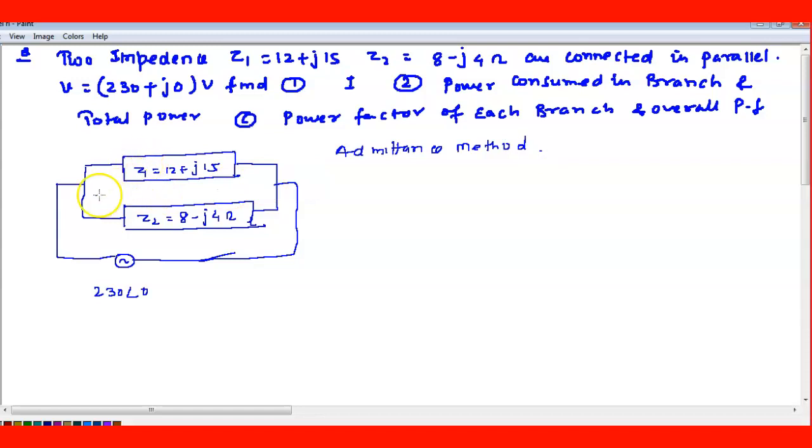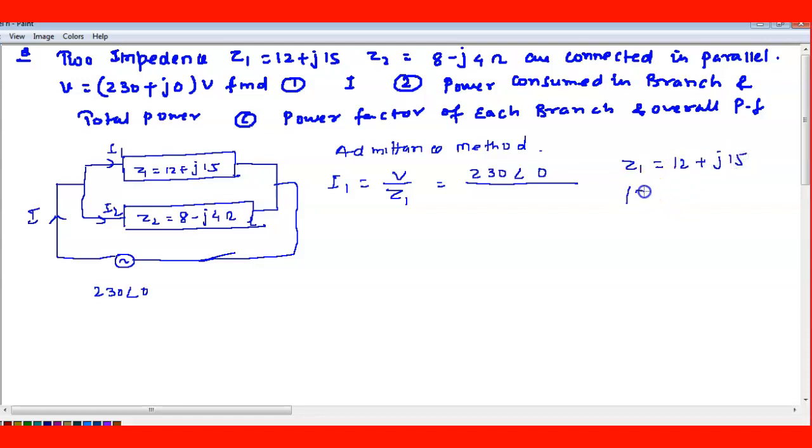In the admittance method, we already know the total current is I. Current is divided into two parts, I1 and I2. I1 is equal to V by Z1. V is 230 with angle 0, because this is a parallel connection so the voltage is the same. Z1 is equal to 12 plus j times 15. So the magnitude of Z1 is the square root of 12 squared plus 15 squared, and phi 1 is tan inverse of 15 by 12.